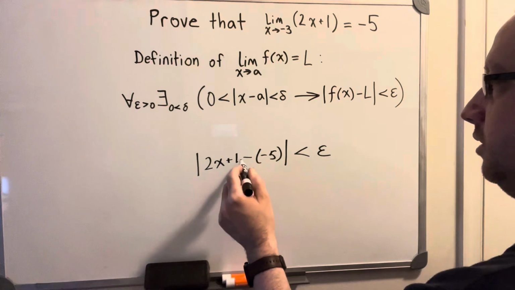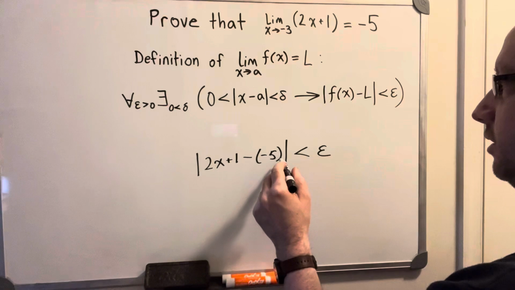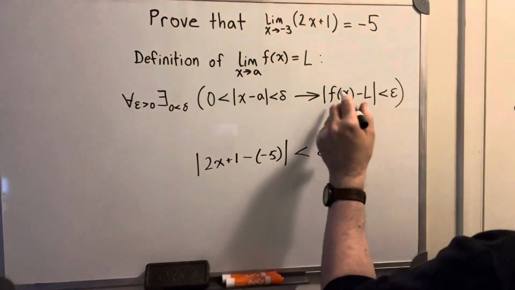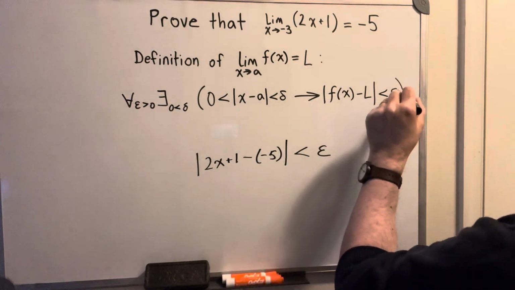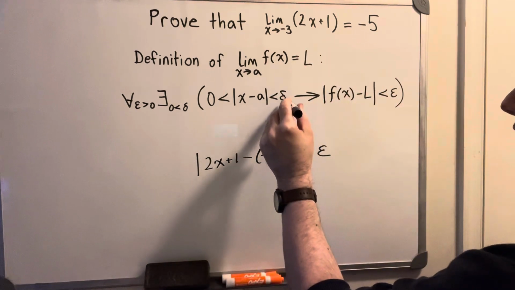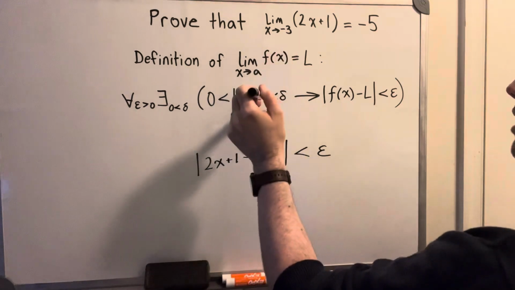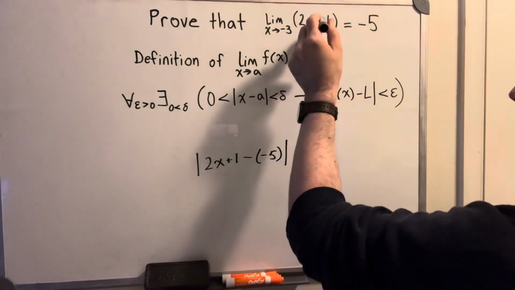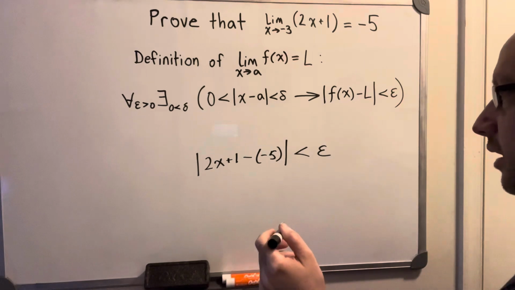Here's the function, and here's the value, L in this case. Why do we start with the conclusion? Because we're saying for any value of epsilon, we want to go backward and see if there's a value of delta, such that if the value is within delta of -3, then the value of 2x plus 1 is within epsilon of -5.